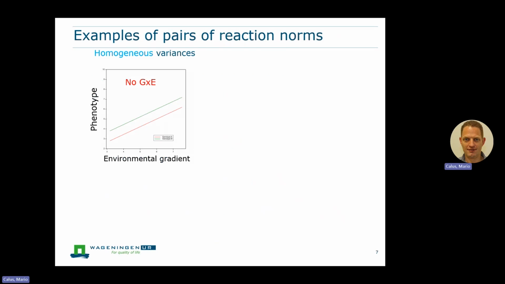So just to compare three different possible outcomes if you try to do this exercise. First of all, it's possible that you see there's no genotype by environment interaction. That does not mean that the phenotype does not change with changes in the environment. It simply means that all genotypes or all individuals respond in the same fashion. So in other words, the reaction norms of the different individuals are parallel to each other.